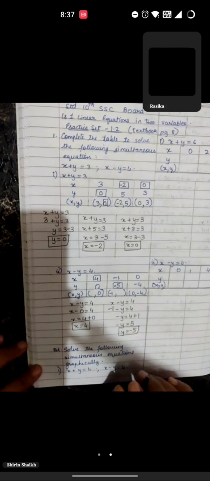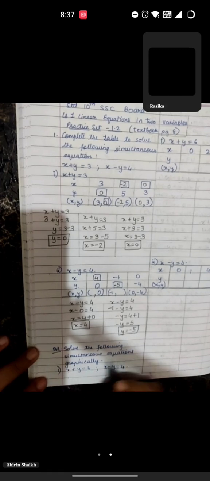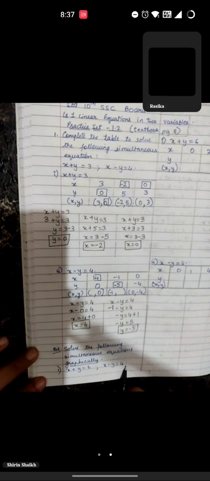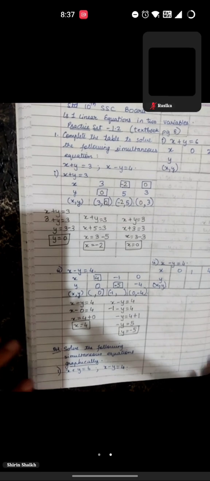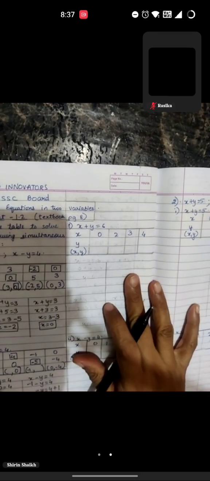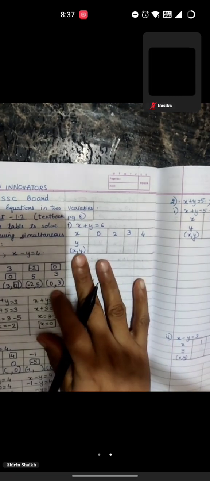Going on to the second question. The second question says solve the simultaneous equations graphically, and these are the two equations. As I told you before in the first sum, for every equation graphically you have to make boxes. So here I am ready with the boxes so that I don't waste time in making them. In exam you have to prepare it on your own.